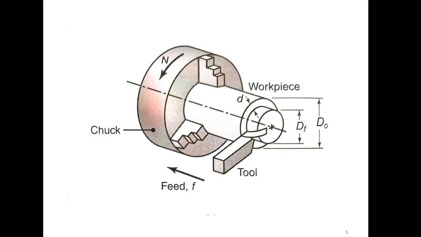मी सांगतो तुम्हाला फीड म्हणजे काय. फीड इज नथिंग बट mm per revolution. Normally it is given 0.1, 0.2 mm per revolution. It depends on our workpiece material, tool material and machine condition. Suppose feed is 0.1 mm per revolution means that this tool advances.